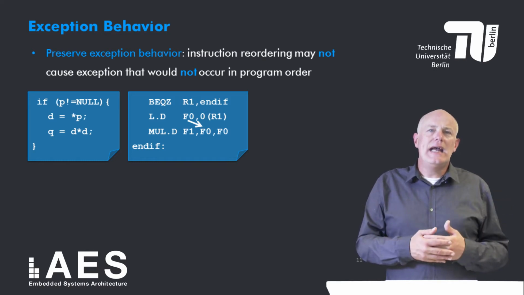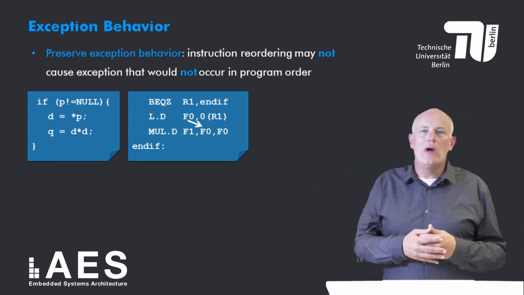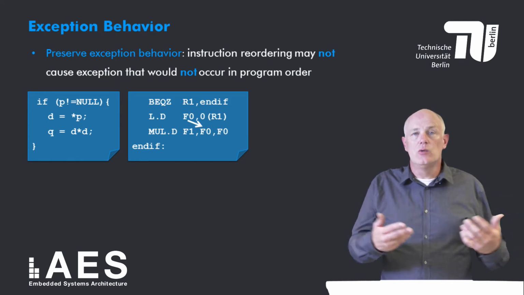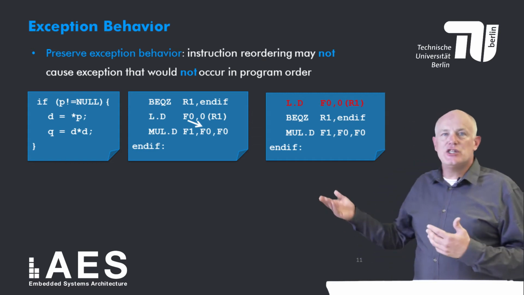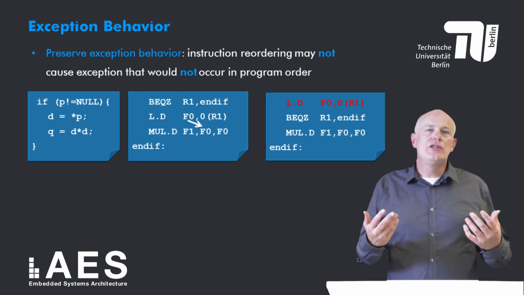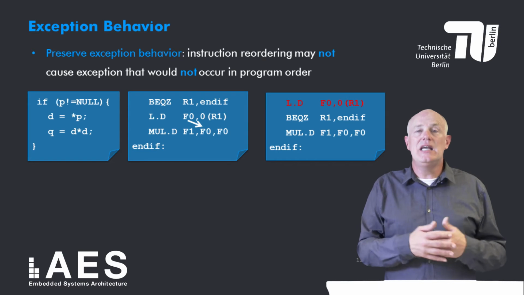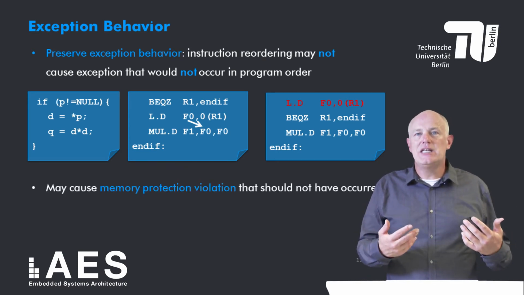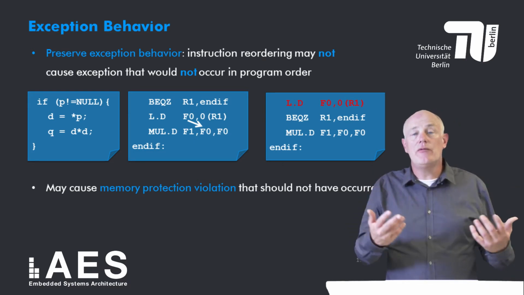There's a load use data hazard between the load and the multiply as indicated by the blue arrow. Therefore, we want to execute the load as soon as possible. So we schedule the load before the branch as shown here, where the load is highlighted in red. Since the result of the load is used only in the not taken path of the branch, this might seem like a legal transformation. Unfortunately, this transformation may cause a memory protection violation exception that should not have occurred.